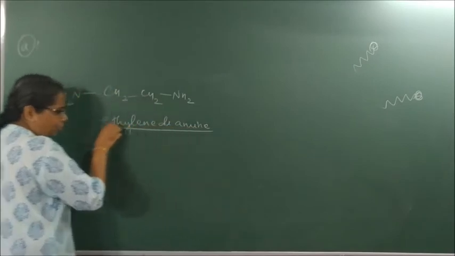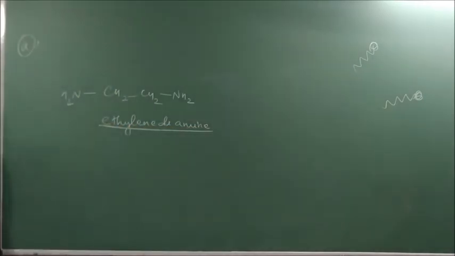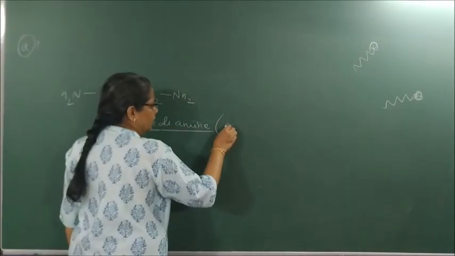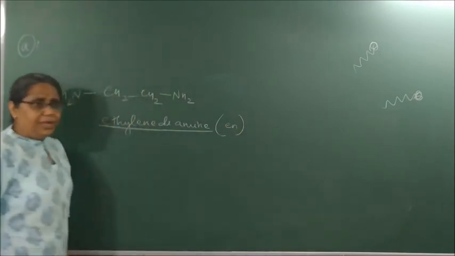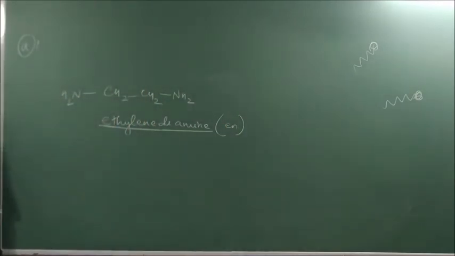State board students can write it as ethylene diamine, and we still give marks. But CBSE board students should not write ethylene diamine. They should write 1,2 diamino ethane. Clear? You also should write 1,2 diamino ethane. But the old name also works.